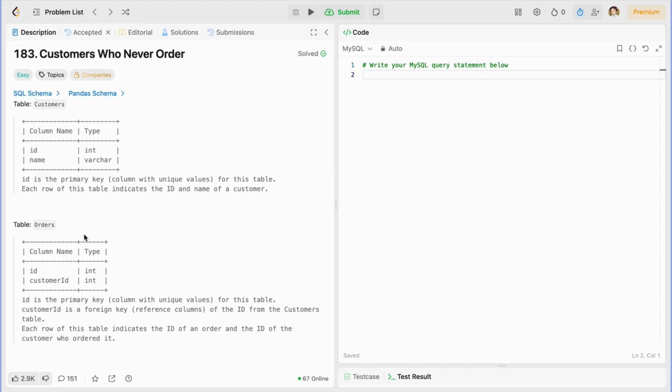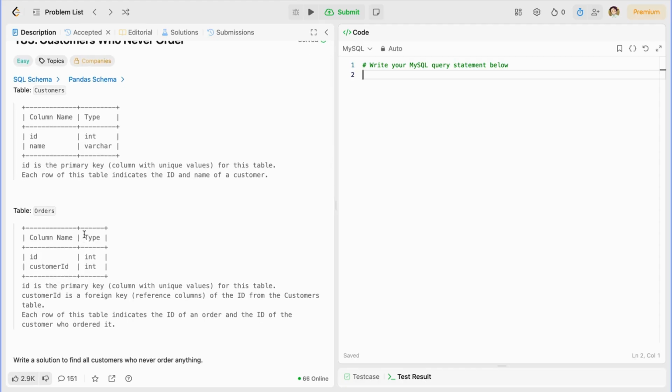Let me explain this question to you in a very simple way. There are two tables, okay? Imagine there is a table called customers, there is a table called orders. In the table called customers, there are two columns: one is customer ID and the other is customer name. Another table called orders with two columns, that is order ID and customer ID. And between these two tables, there is a foreign key, which is going to provide the linkage between both of these two tables. Alright. So what we need to find is the customer who never ordered anything.